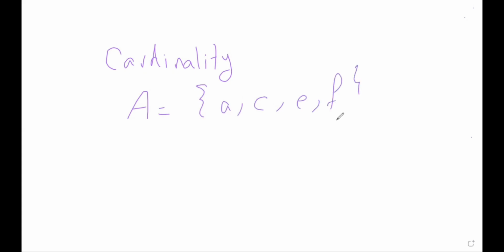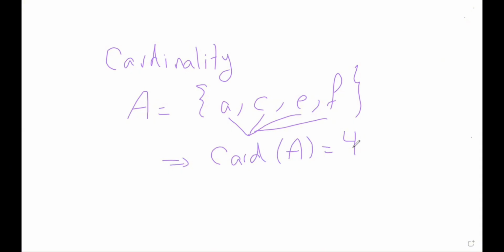Okay, and now we're moving to another concept, which is the cardinality, or the cardinal, of a set. What do we mean by the cardinality of a set? Cardinality means the number of elements of a set. For example, let's say we have the set A, which contains the letters A, C, E, and F. So the set A contains 4 elements: A, C, E, and F. So we have 4 letters. Then we can say that the cardinality of A is equal to 4. It's the number of elements existing in a set.